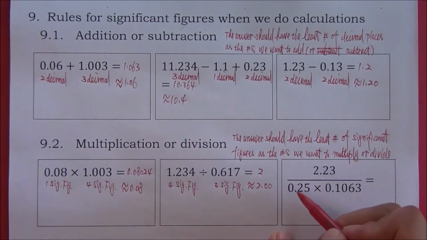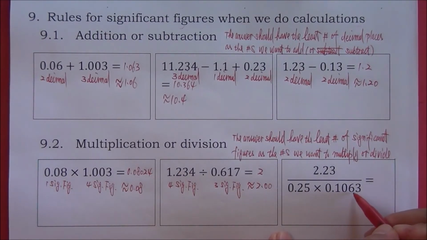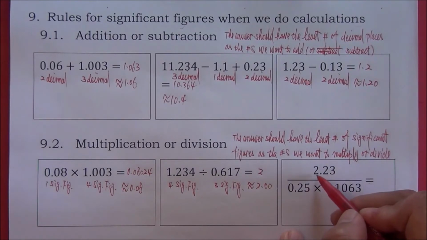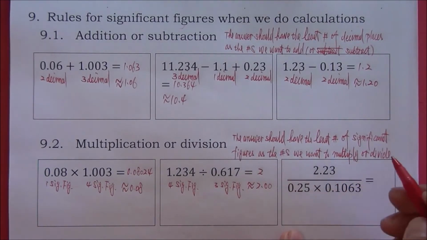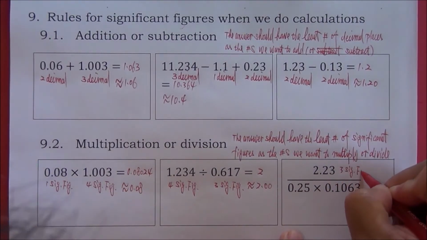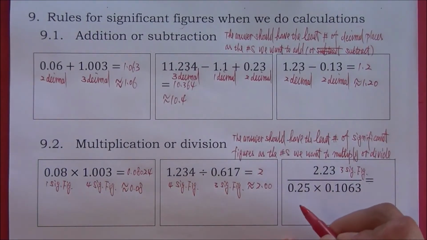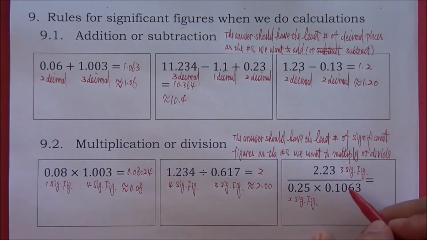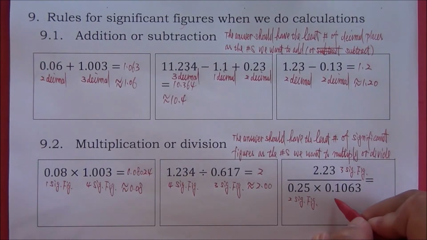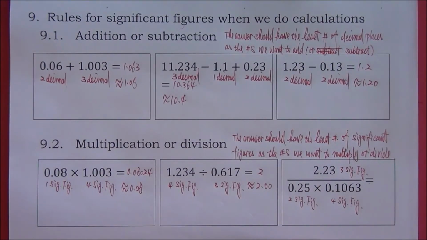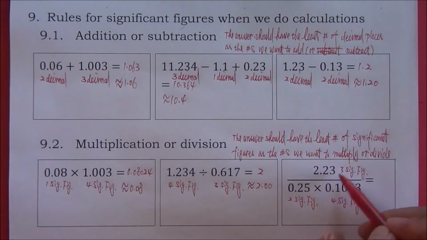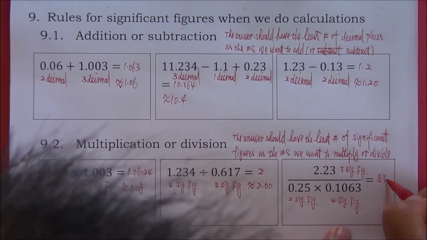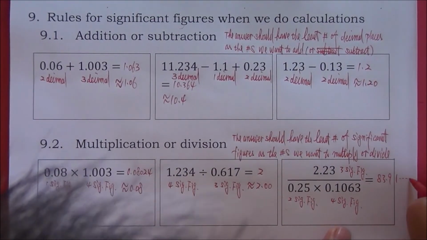2.23 divided by 0.25 multiply 0.1063. The first number, 2.23, has 3 significant figures. And the second number has 1, 2 significant figures. The third number has 1, 2, 3, 4 significant figures. According to the rule, the final answer should have only 2 significant figures. If we plug these three numbers into a calculator, we get 83.91. There are more digits afterwards.